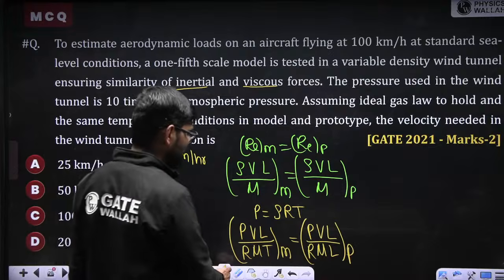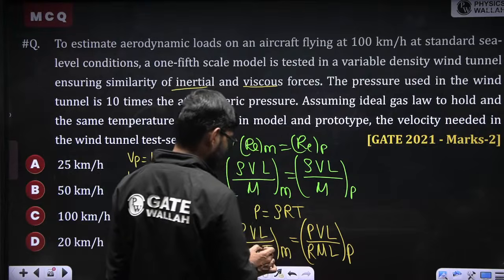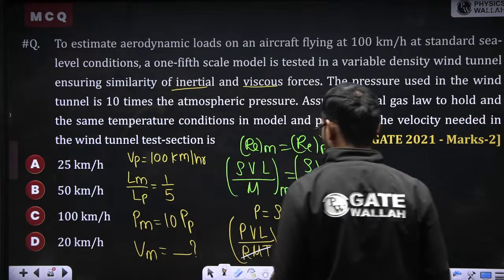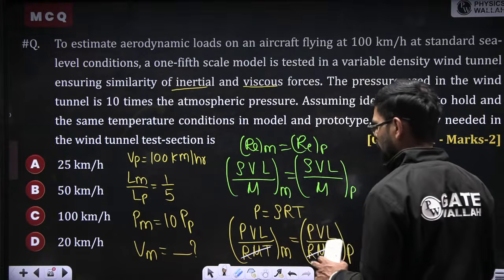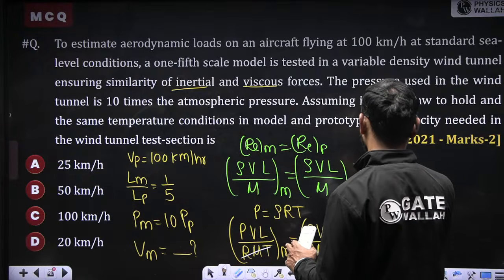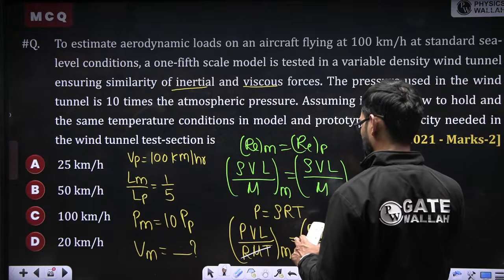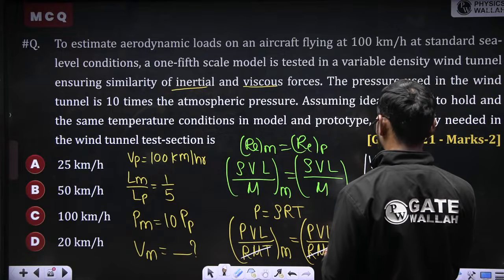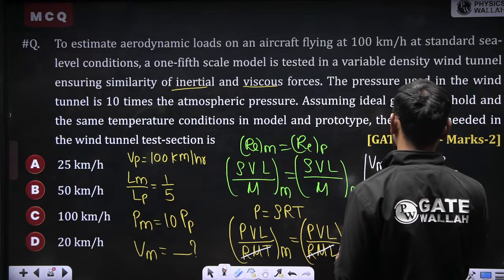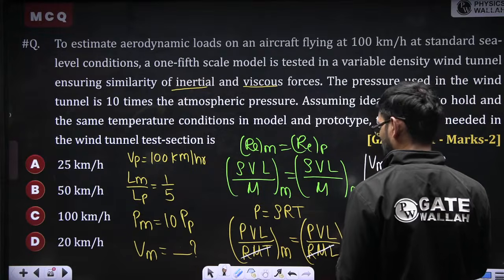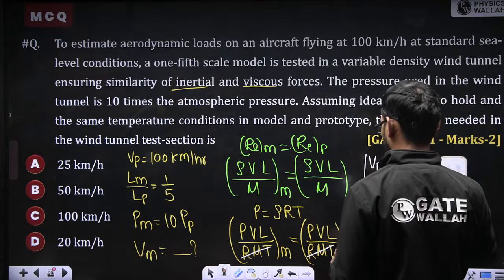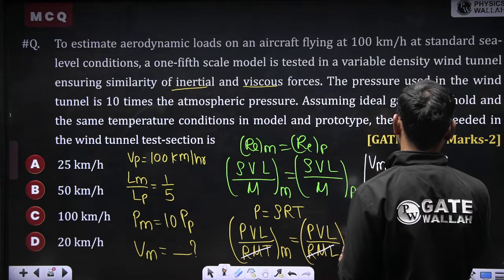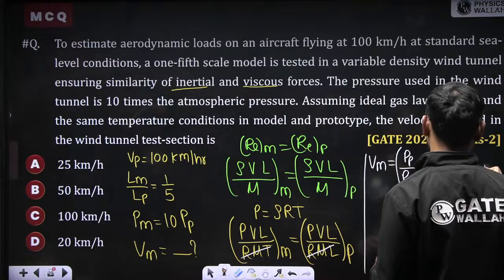So temperature is constant, given, right? So this term is going to cancel out. We have to find out V of model, right? So V of model is equal to P of prototype by P of model into L of prototype by L of model into V of prototype.